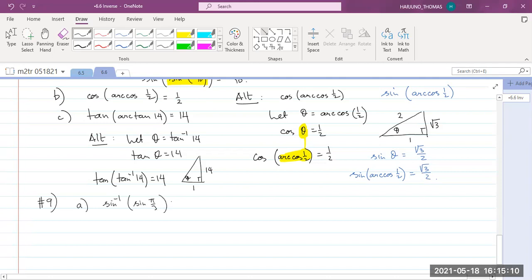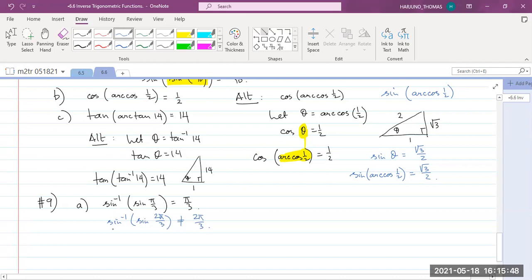pi/3. According to the textbook, sine inverse and sine cancel, so this must be pi/3. But the angle has to be in the restricted domain. In other words, the following is not true: sine inverse of sine 2 pi over 3 is not 2 pi over 3. No, it's not. In fact, that is equal to pi over 3.